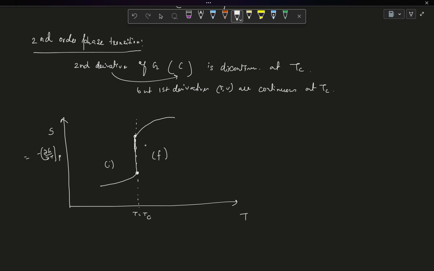So here entropy is discontinuous at that transition point, because this is the first order derivative and this is a first order phase transition, in short PT. This is the first order phase transition case where the entropy is discontinuous.